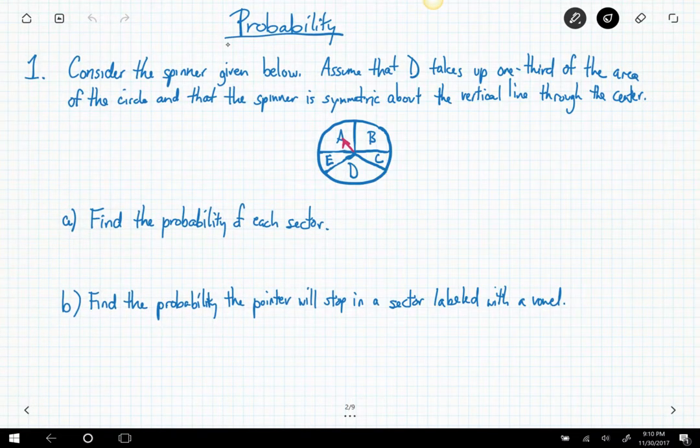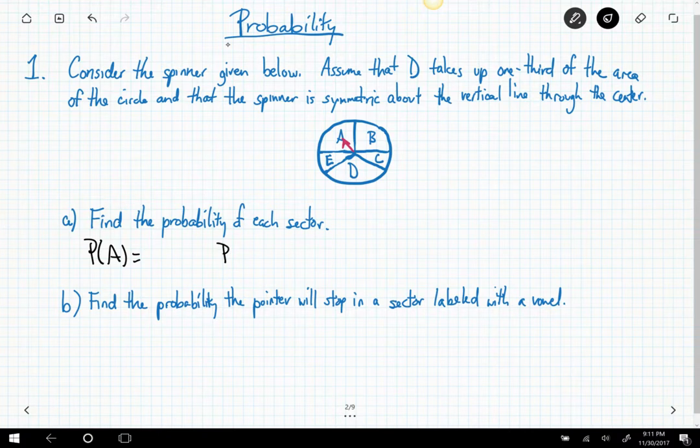So, moving forward from there, let's go to probability. So we want to consider the spinner given below. Assume that D takes up 1/3 of the area of the circle, and that the spinner is symmetric about the vertical line through the center. So find the probability of each sector. So we have 5 different sectors here. We have A, B, C, D, and E.